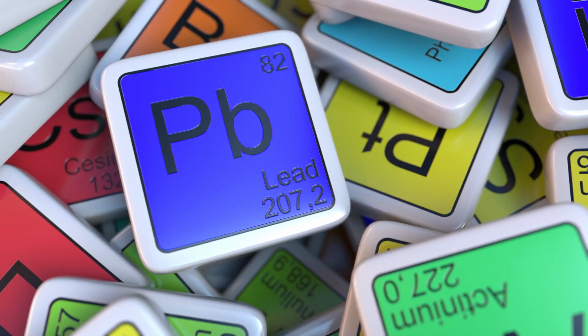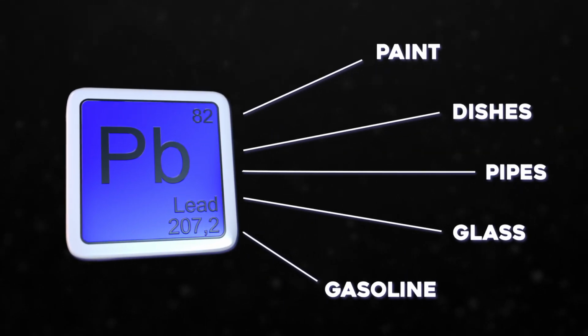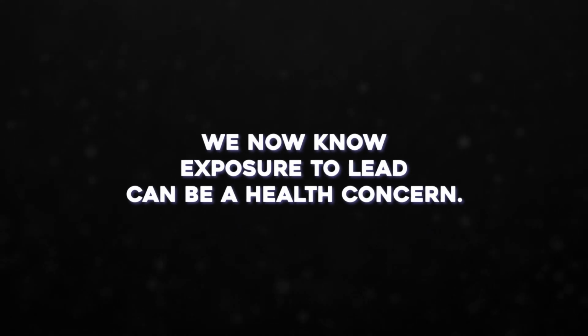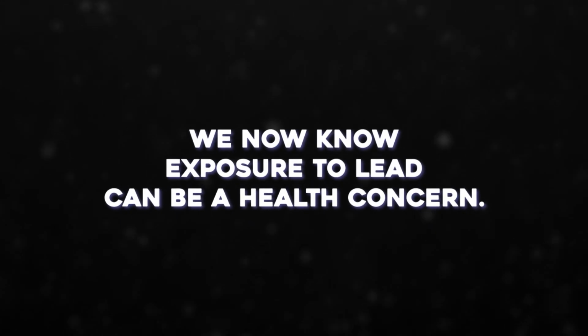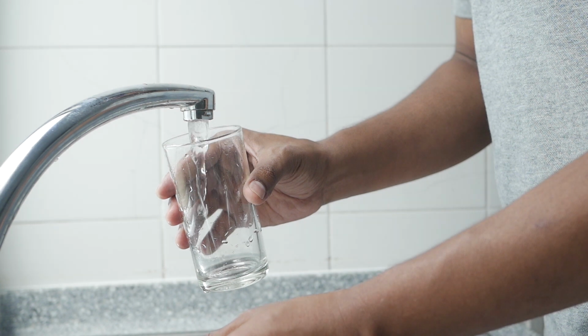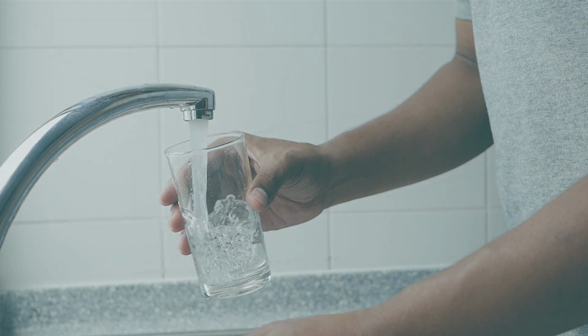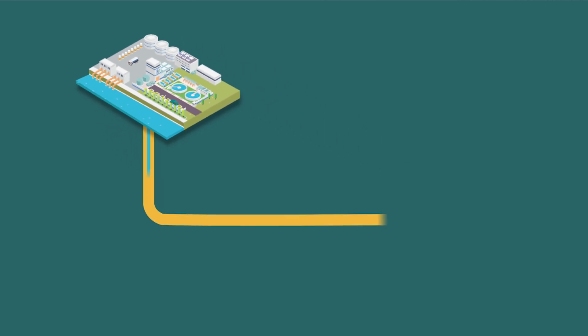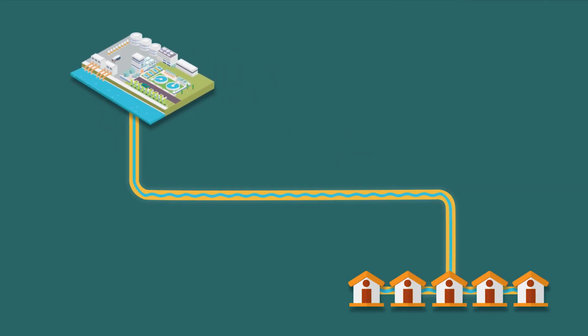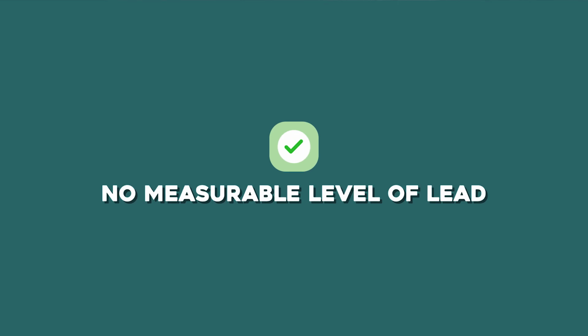Lead is a naturally occurring metal. In the past, it was used in many different ways, but we now know that exposure to lead can be a health concern. Lead in our drinking water is one possible way of being exposed. When drinking water leaves the water treatment facility and travels through the distribution system, it contains no measurable level of lead. However, lead can still occur in your drinking water.